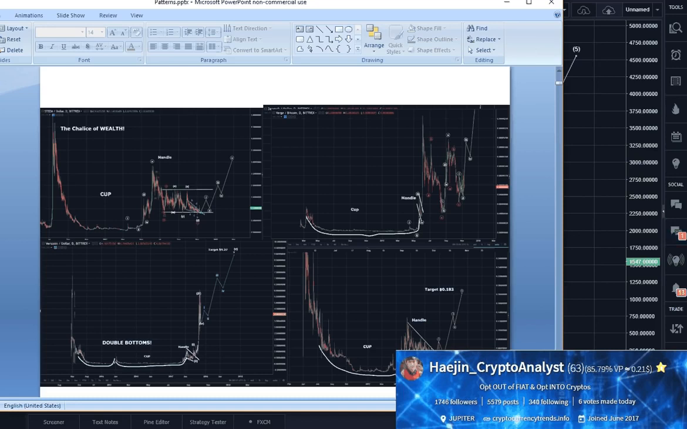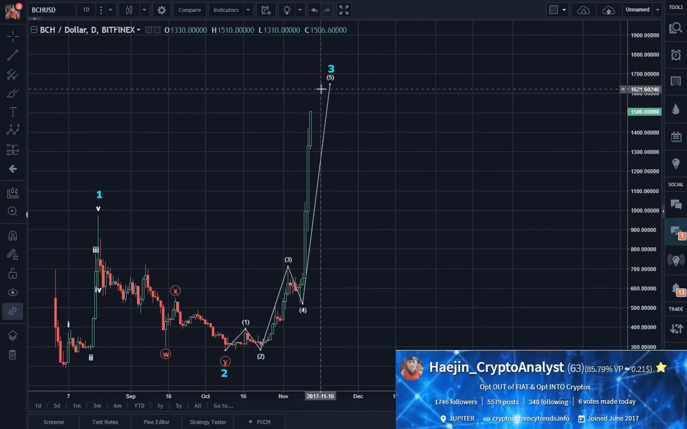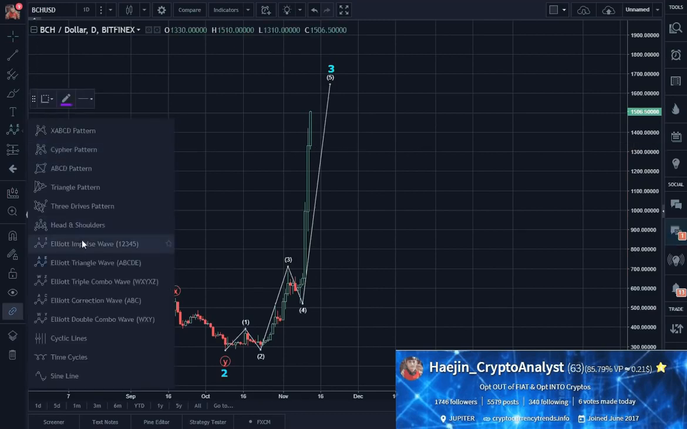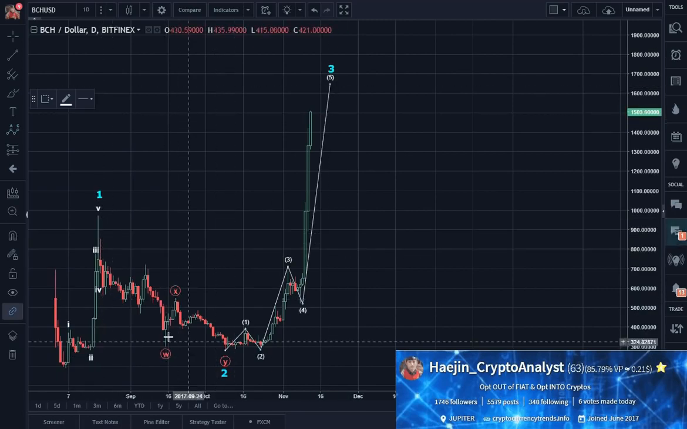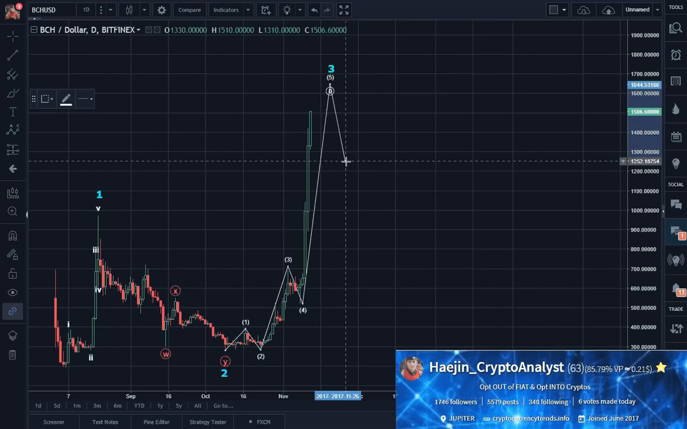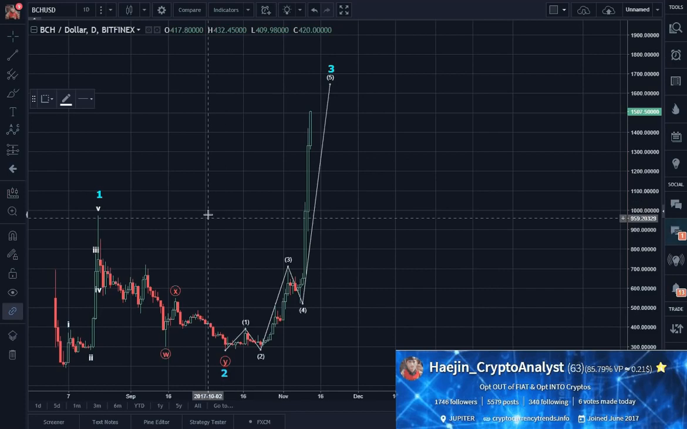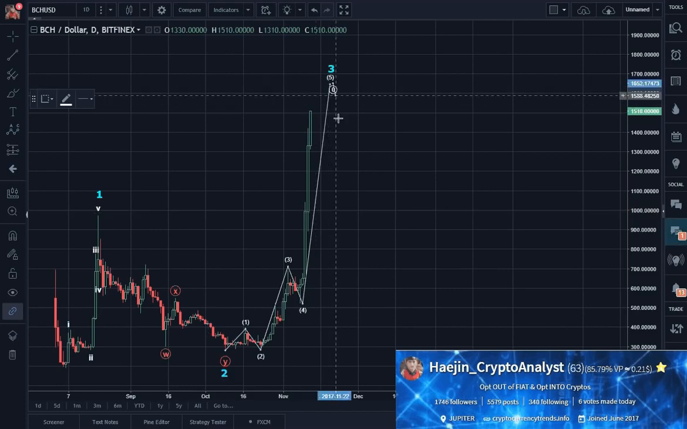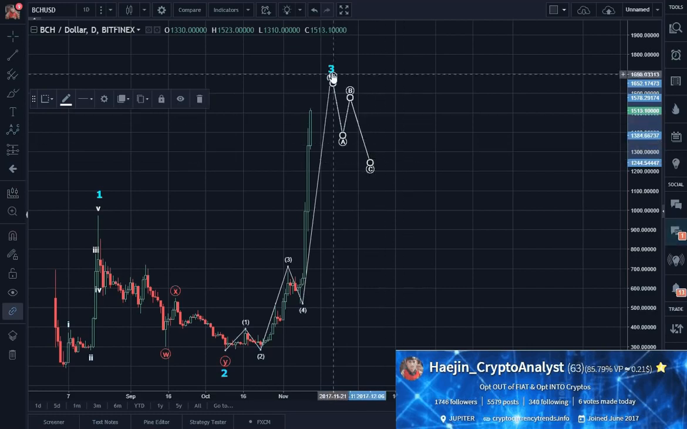Of wave 3 blue. That means if this fifth is extended, you're going to get a very interesting correction. Because wave 2 was very complex, WXY, as you can see, you will most likely get a very sharp wave 4.